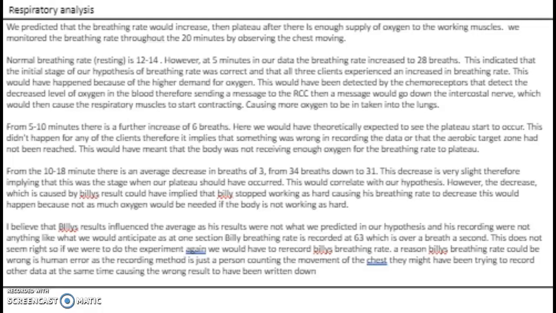At one section, Billy's breathing rate was recorded at 63, which is over a breath a second. This does not seem right, so if we were to do the experiment again, we would re-record Billy's breathing rate. A reason Billy's breathing rate could be wrong is human error, as the recording method is just a person counting the movement.